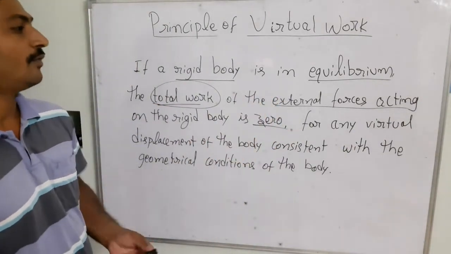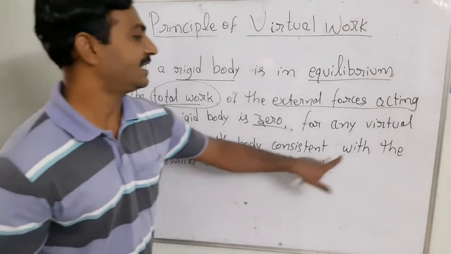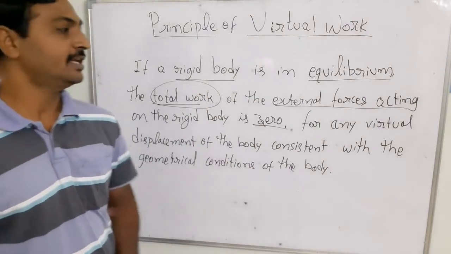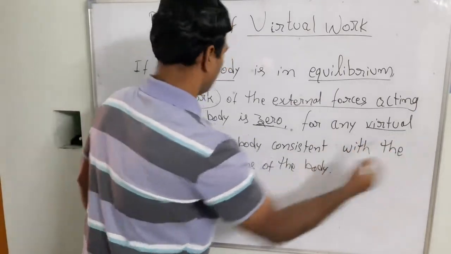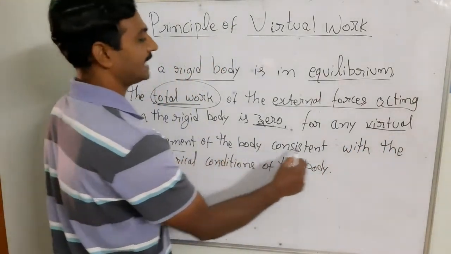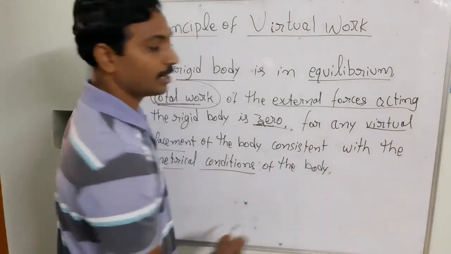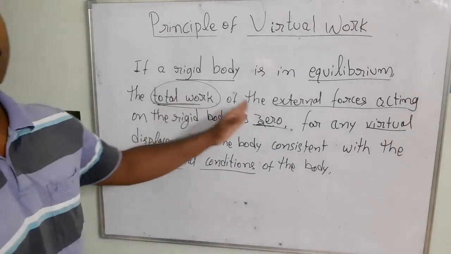So then for any virtual displacement of the body, consistent with the geometrical conditions of the body. While defining that the total work is 0, there must be a virtual displacement of the body consistent with the geometrical conditions of the body, which we also take into the picture to define how the total work is going to be 0.